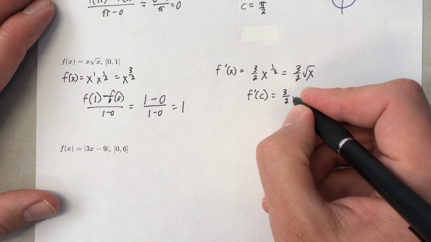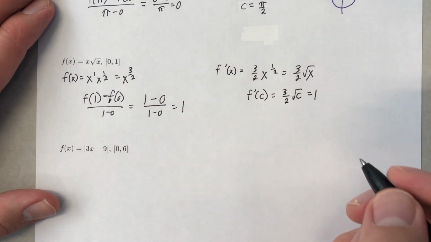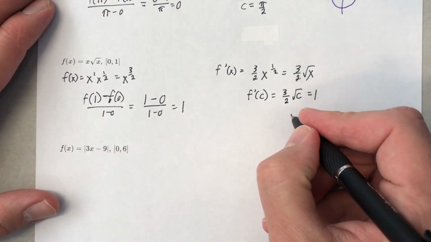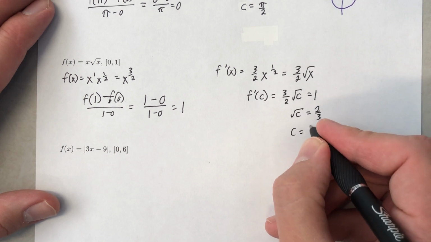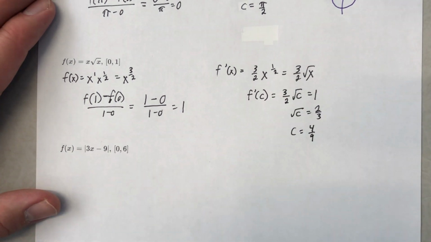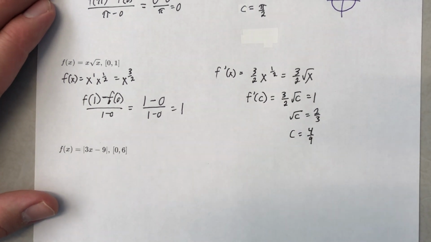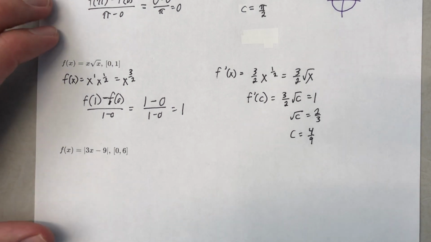So 3/2 square root of c is equal to 1. And we will multiply by the reciprocal, so the square root of c is equal to 2/3, and we'll square both sides. So c is equal to 4/9. Done. Yay. That's the only place. Sometimes there's more than one.